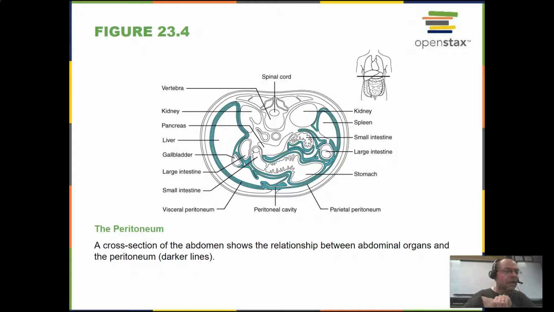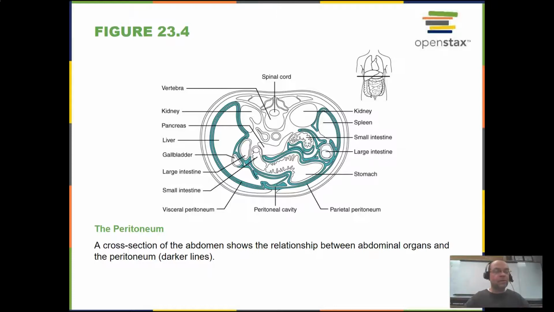Just like pleural refers to the lungs and the chest, peritoneal refers to the abdominal pelvic cavity. So the visceral peritoneum is the portion of the membrane that surrounds and directly touches individual organs, whereas the parietal peritoneum, pariet, the root word for it, means wall. The parietal peritoneum is the portion of the membrane that's attached to the outer wall of the abdominopelvic cavity.